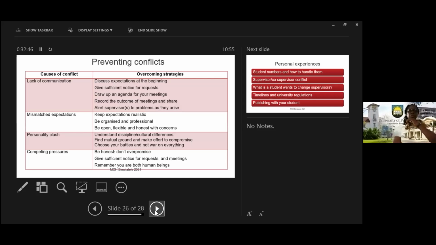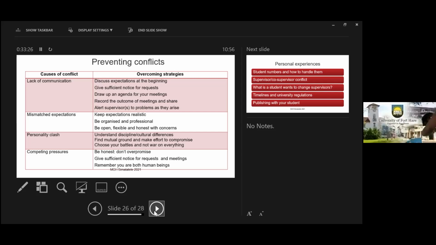The last thing I'm going to talk about is conflict, because we've spoken a lot about it. One of the major causes of conflict is lack of communication. That's why it's so important that you're able to have that friendly and supportive approach to your students, because then it helps you. So in overcoming strategies, you discuss expectations right at the beginning. I've already gone through many of these, so I'm not going to spend a lot of time. Give sufficient notice, draw up an agenda for meetings, record the outcomes of your meetings, alert supervisors to problems that may arise if you have co-supervisors.